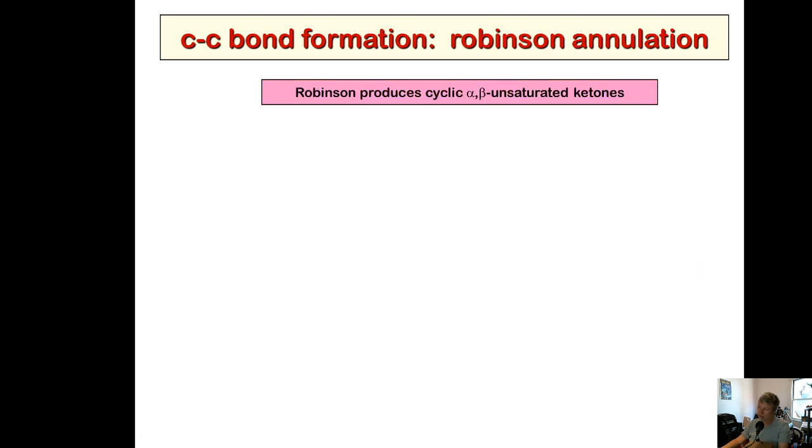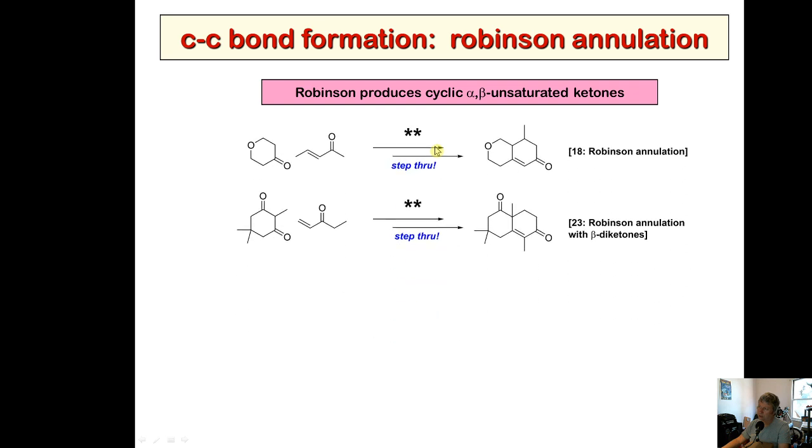The Robinson reaction is kind of like a Michael, but it keeps going. It's a Michael reaction that continues after the Michael reaction to do more stuff. Here's a couple examples. You've learned about the Robinson. It's also called the Robinson annulation. Annulation means ring formation.